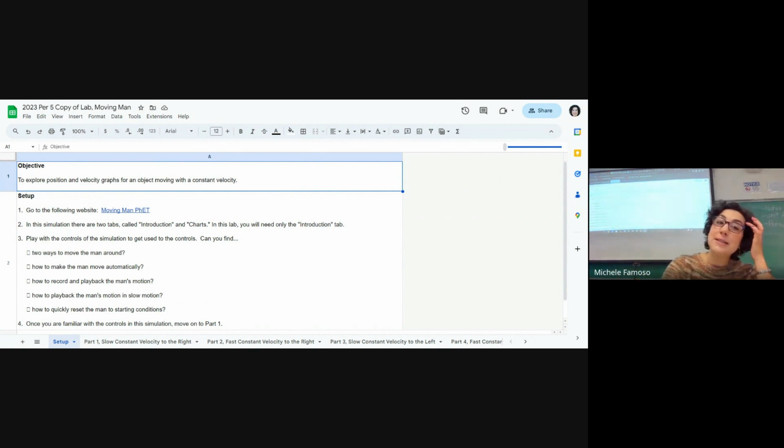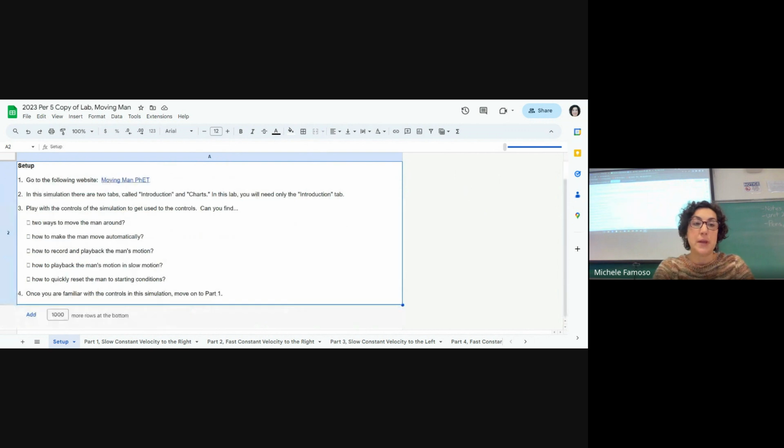All right. So what we're going to do in this lab, you can see you are exploring position and velocity time graphs for objects moving with constant velocity, which is what we've just been talking about, right? So we're going to get to see objects moving with constant velocity in different ways and make the graphs. Google Sheets will help us make those graphs. So you'll see in the setup on our first tab, folks, that there is a simulation called the Moving Man PhET. Go ahead and open up that simulation by clicking on it. It will take a moment for it to open up. So we have to wait as it opens.